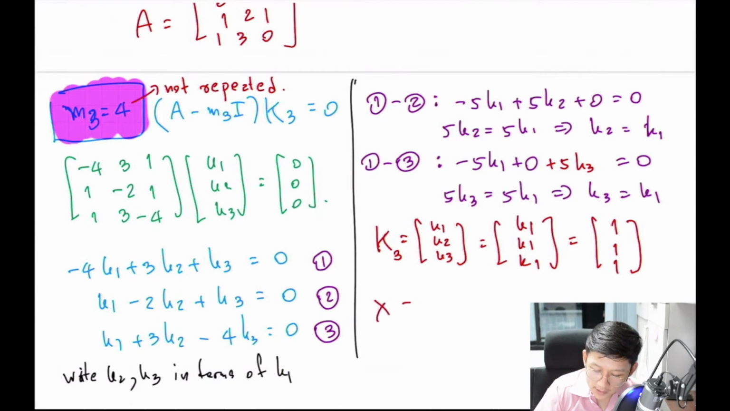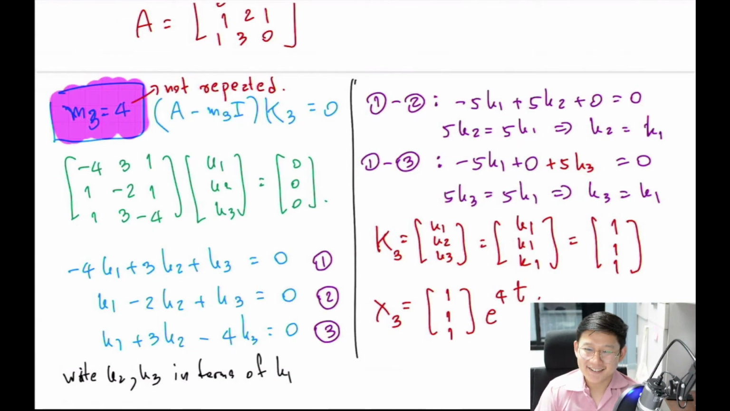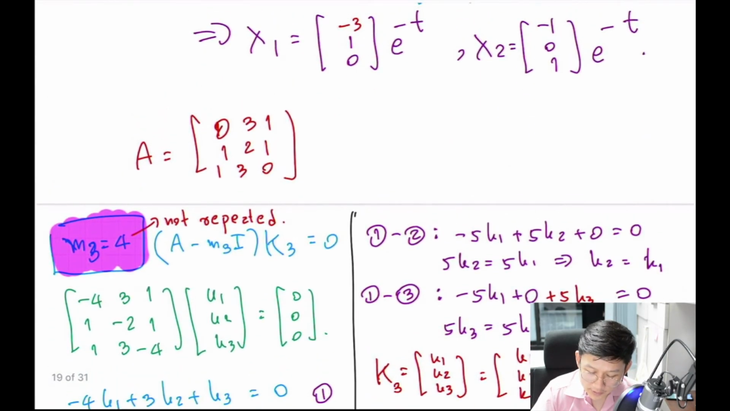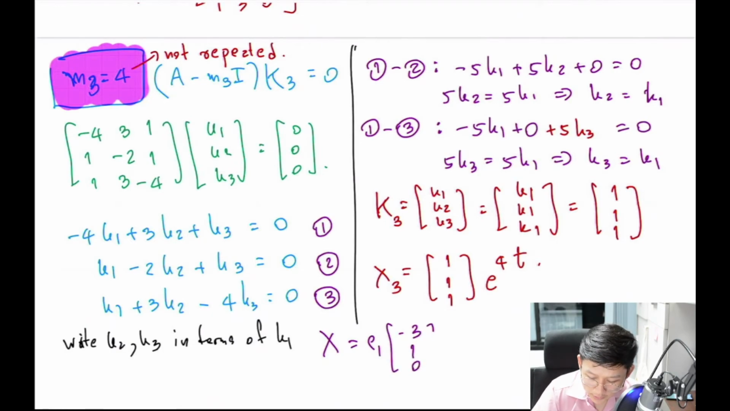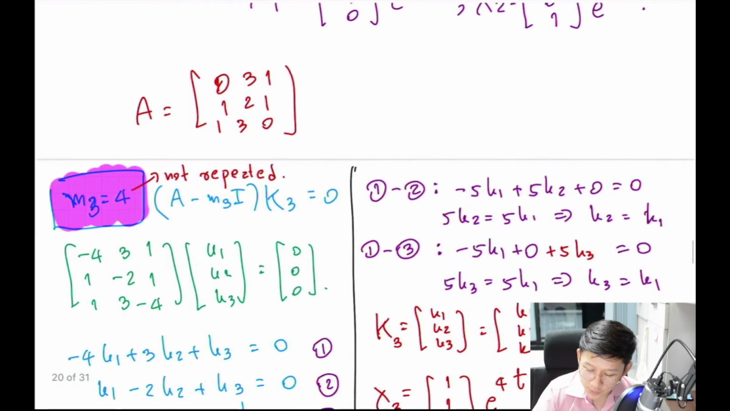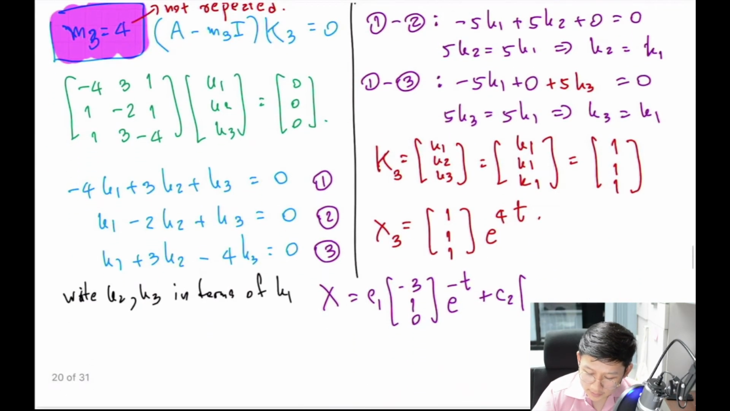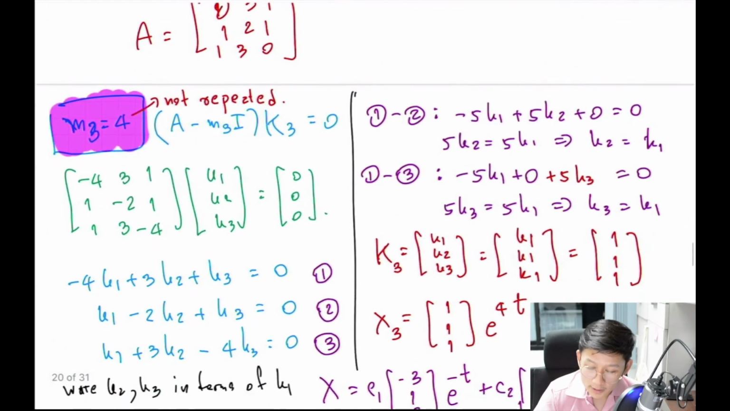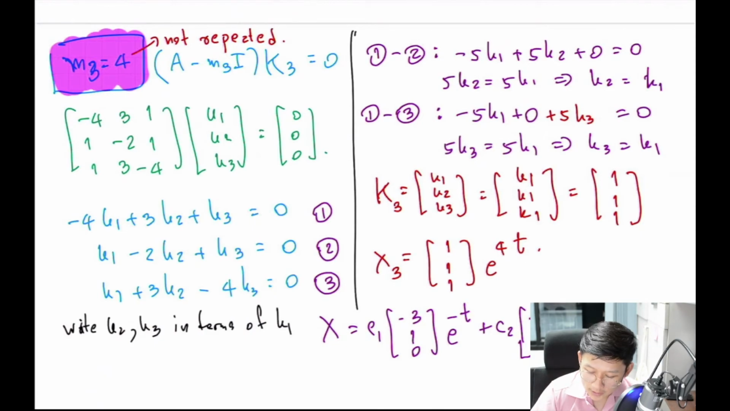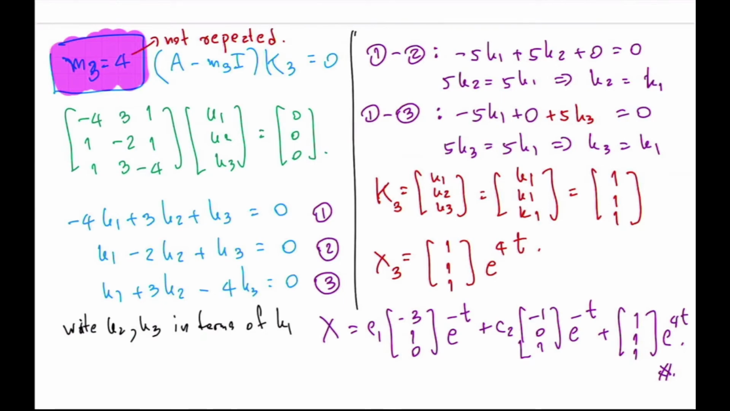Okay. So I have that x3 would be (1, 1, 1) e^(4t). So the whole solution x would be c1, and x1 is (-3, 1, 0) e^(-t), and then plus c2, and x2 would be (-1, 0, 1) e^(-t), and then plus (1, 1, 1) e^(4t), and that's it. Oops, I forgot c3.